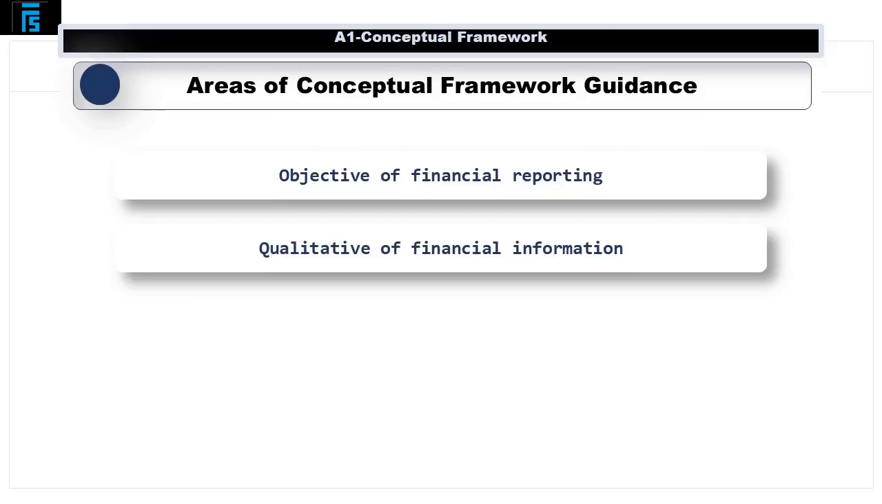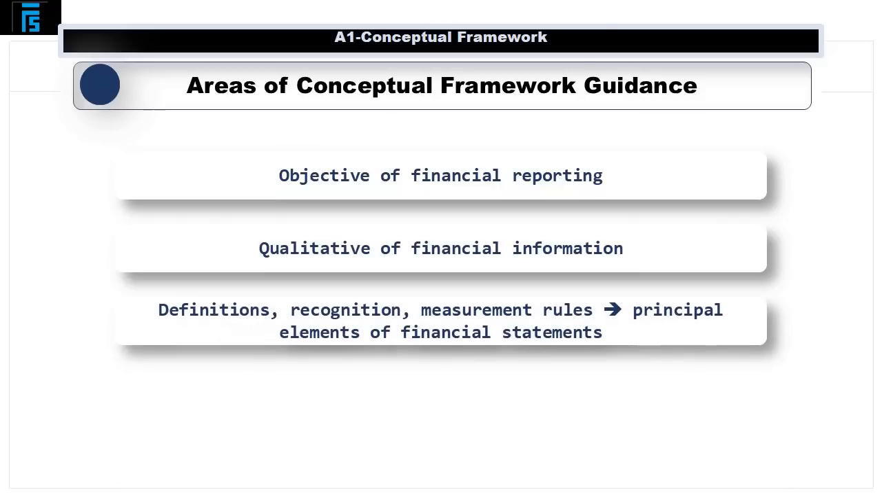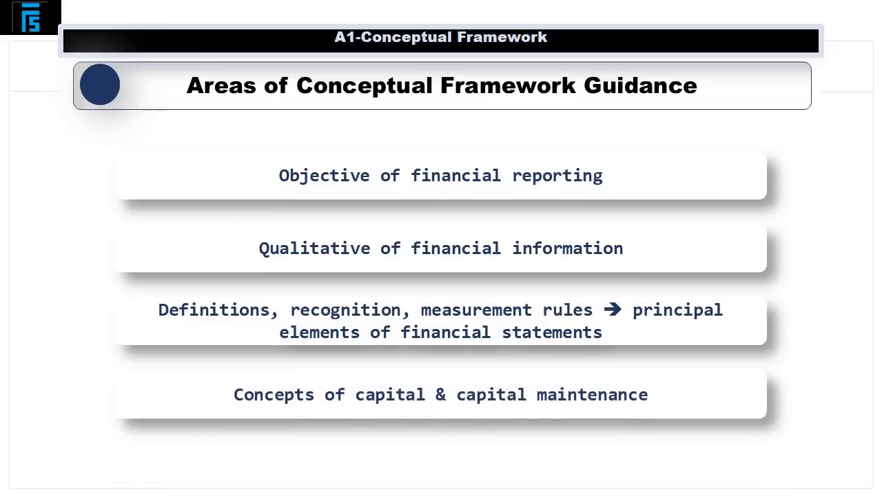Let us now turn to the four main areas for which the conceptual framework attempts to provide guidance. These are the objective of financial reporting, the qualitative characteristics of financial information, the definitions as well as the recognition and measurement rules applicable to the principal elements of financial statements, and the concepts of capital and capital maintenance. In the remainder of this module, we will be focusing on just the first area, leaving the discussion of the remaining three for the other modules within this section.